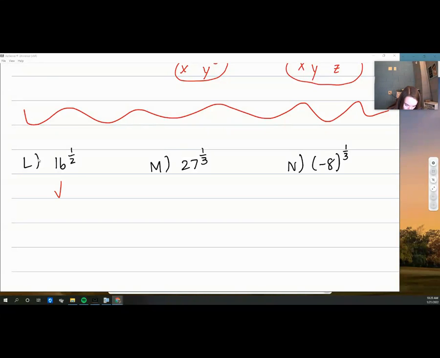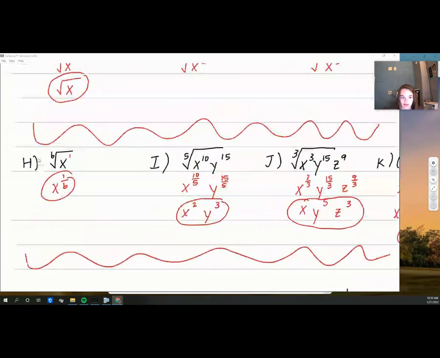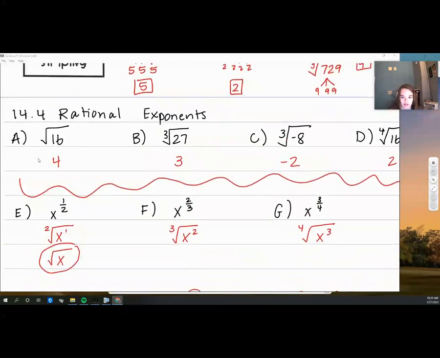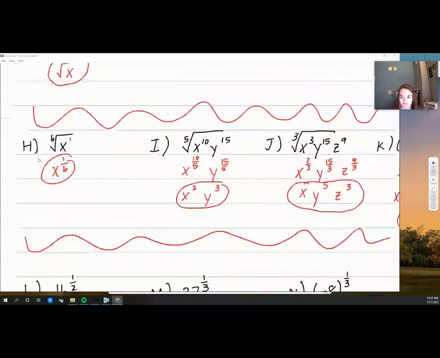All right, this turns into the square root of 16, which is 4. This turns into the cube root of 27, which is 3. And this one turns into the cube root of -8, which is -2. The explanation for why those come out that way, we actually already did those in A, B, C, and D, by the way.